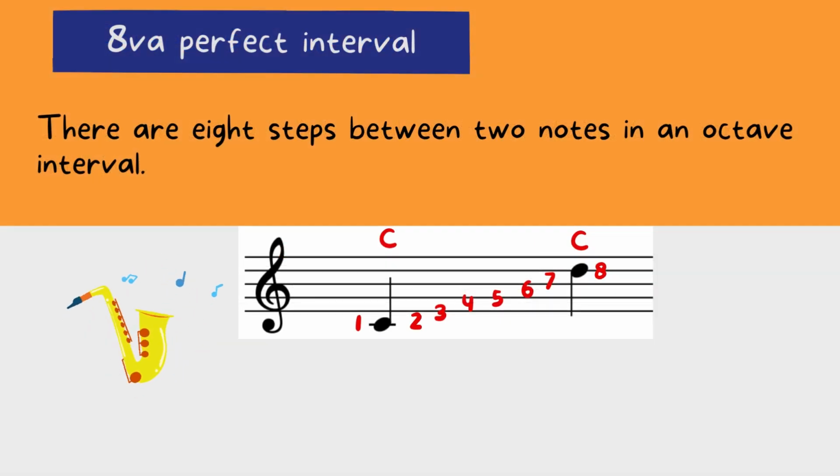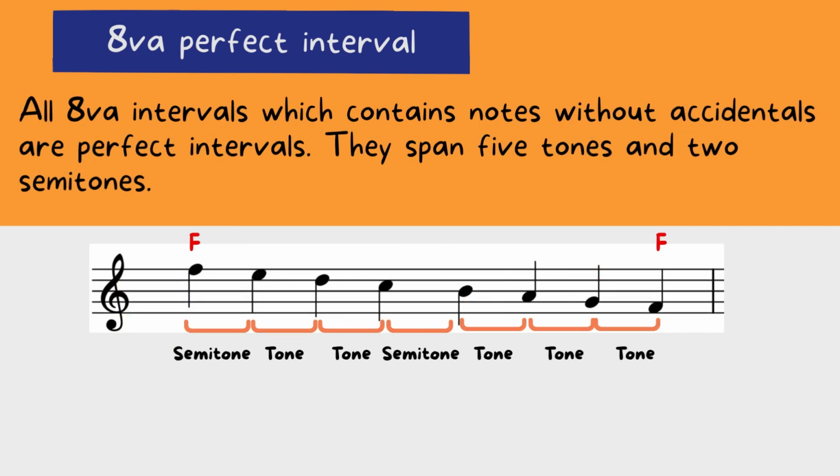Octave intervals indicate there are 8 steps between 2 notes. For example, the interval between low C and high C. All octave intervals, which contain notes without accidentals, are perfect intervals. They span 5 tones and 2 semitones. Look at the image with the FF interval and its combination of tones and semitones.